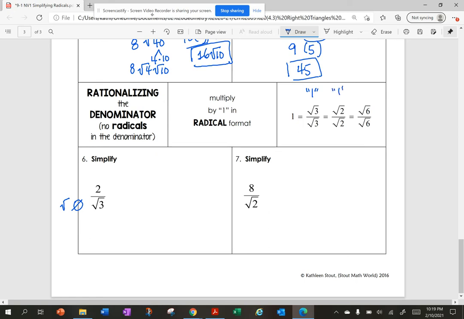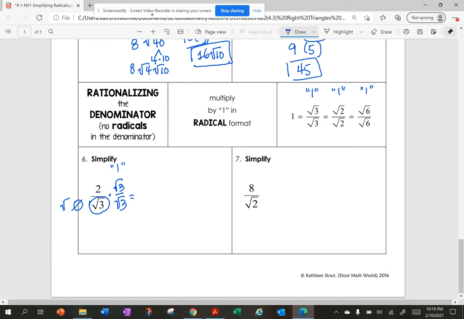The square root of 2 divided by the square root of 2 is 1. The square root of 6 divided by the square root of 6 is 1. So anything divided by itself is 1. So I'm looking at whatever is in the denominator, and I'm going to multiply that as my 1. So since I have a square root of 3 in the denominator, my 1 looks like the square root of 3 divided by the square root of 3. So now I have 2 fractions.